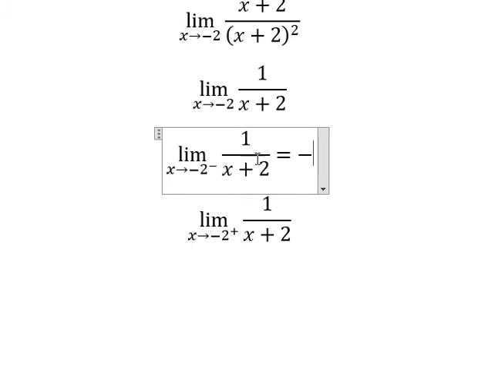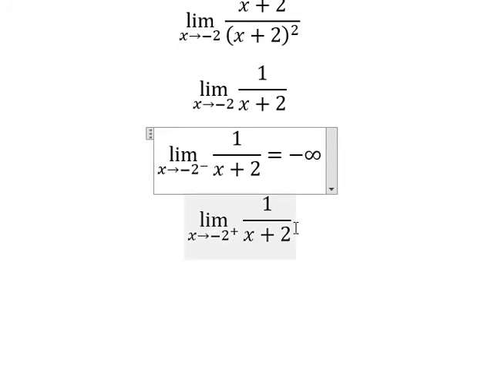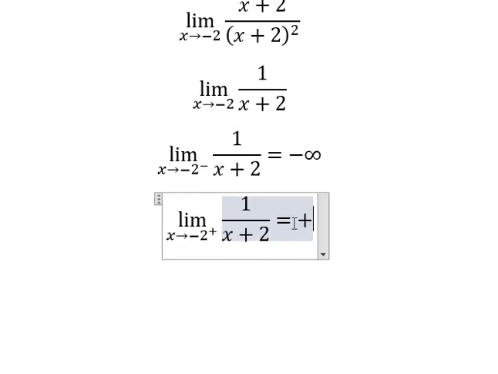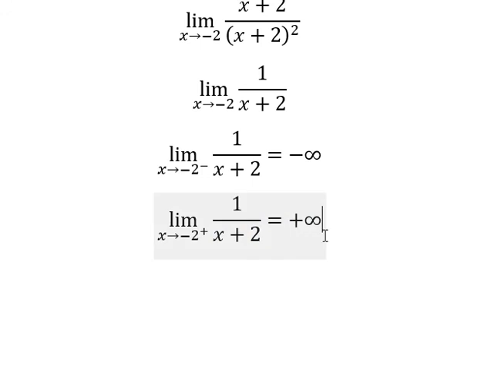So because 1 divided by 0, you get infinity. So we put infinity in here, and you get negative infinity. Similar for this one. This one should be positive infinity. And this is the answer for the question.